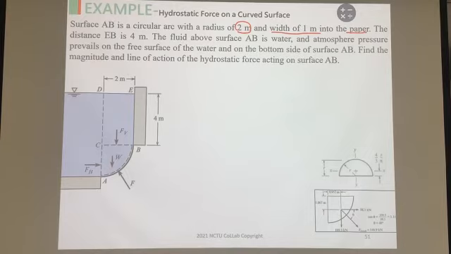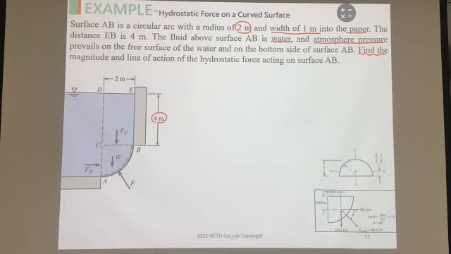Okay, so we have the width of 1 meter into the paper, and the distance EB is 4 meters here. The fluid above the surface AB is water, and the water surface is exposed to atmospheric pressure. So we try to find the answers.